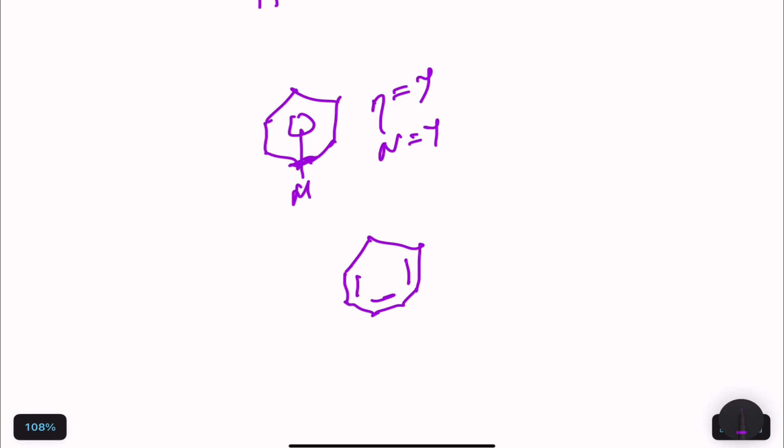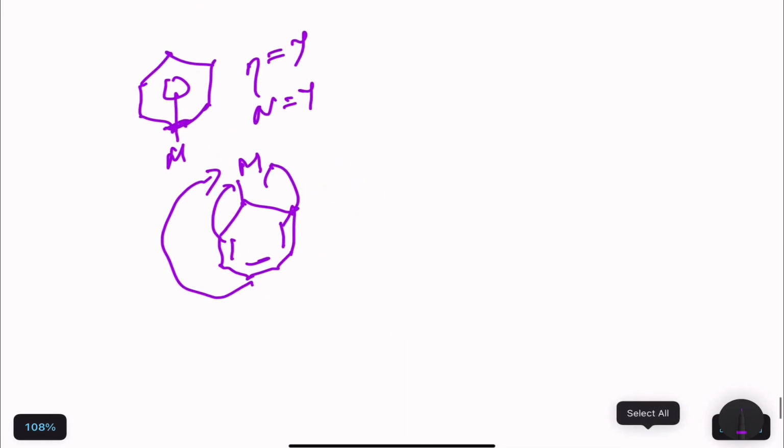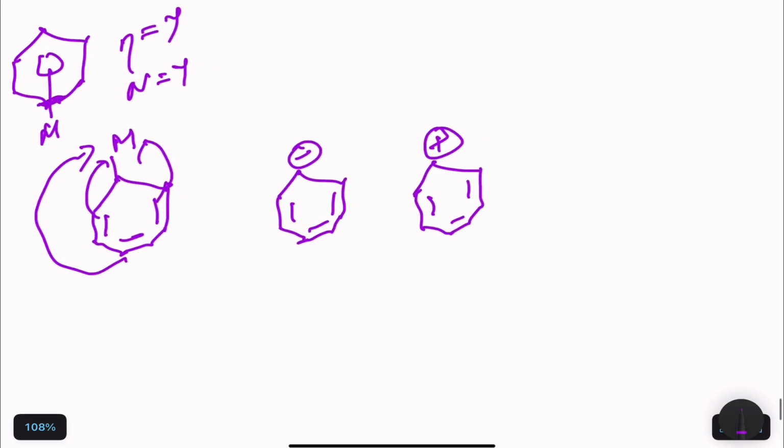So 2 electrons, 2 electrons, 2 electrons, and then this is bound to here. All these things will be bound. Okay, every electron is bound. Here there are two possibilities. Either this can gain the electron, or this metal can lose the electrons and it will be a positive charge.